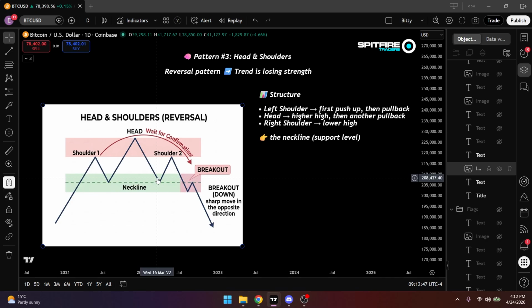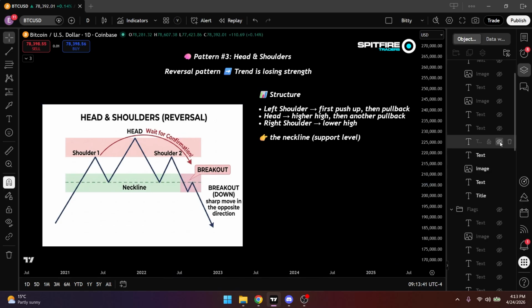And that is confirmed when we have our right shoulder here, where buyers try to push price higher one more time, but they fail to make a new high. And this is key. This shows us that buyers are losing strength and sellers are stepping in earlier. The neckline is the most important part. It represents the level where buyers were previously holding the market up. When price breaks the neckline, it tells us that support becomes resistance and control moves to sellers.